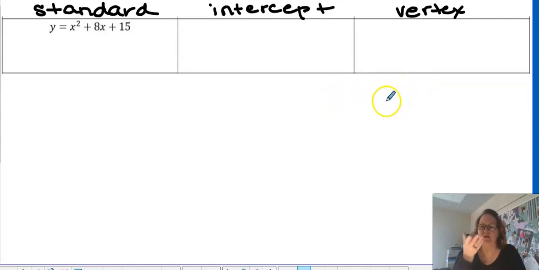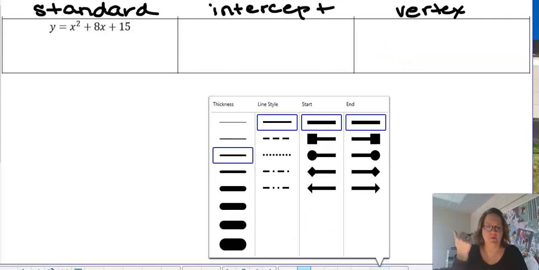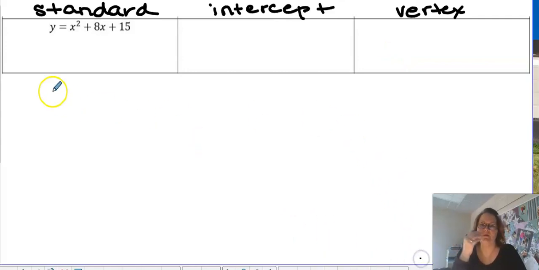But I had a student ask me, how do you find it without graphing it? And so I thought I would show you in an optional video how to do that. So if you're interested, great. If not, it's not a big deal.